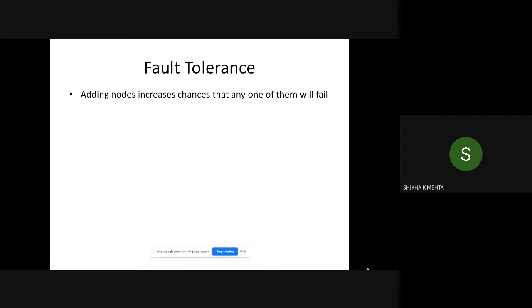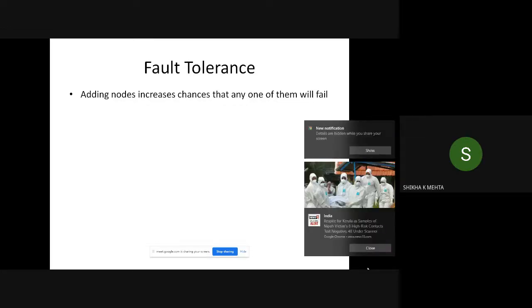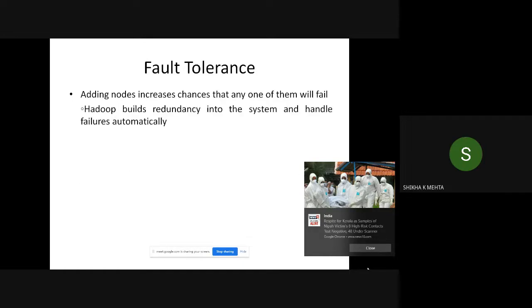Fault tolerance. Adding nodes increases the chances that any one of them will fail. We have come across many times that our laptops crash. After that, we are not left with any choice because we have not stored the data somewhere else. If we develop a habit that whatever data we feel is very important to us, we keep a copy of that data in our drives or some pen drive or Google Drive or somewhere, in that case, we will have to bear less loss of data. But that takes time. So that is a matter of habit, right? So here what is being done? Your Hadoop system builds redundancy into the system and handles the failures automatically. How?